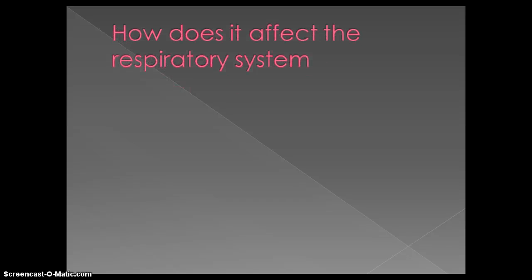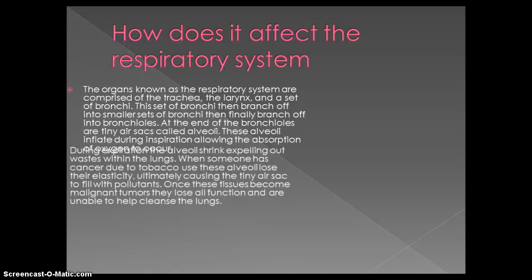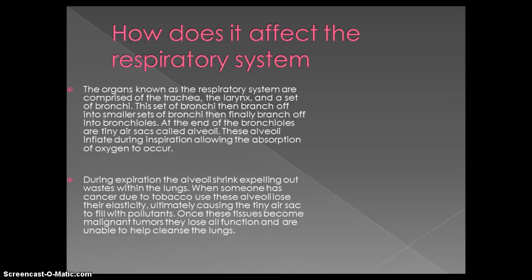How does it affect the respiratory system? The organs known as the respiratory system are comprised of the trachea, the larynx, and a set of bronchi. This set of bronchi then branch off into smaller sets of bronchi, and then finally branch off into bronchioles. At the end of the bronchioles are tiny air sacs called alveoli. The alveoli inflate during inspiration, allowing the absorption of oxygen to occur. During expiration, the alveoli shrink, expelling out the waste within the lungs.